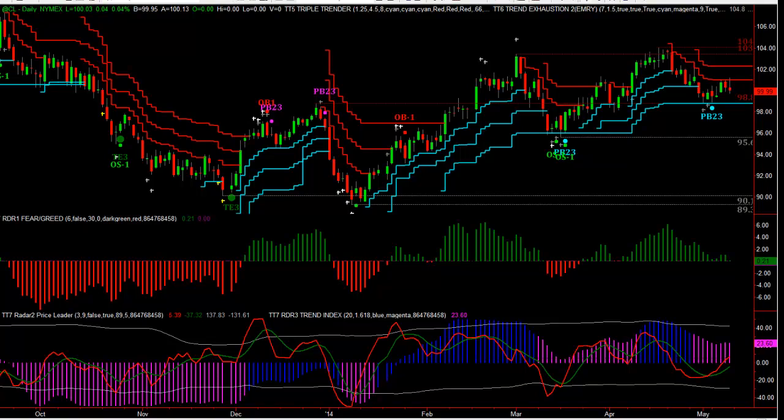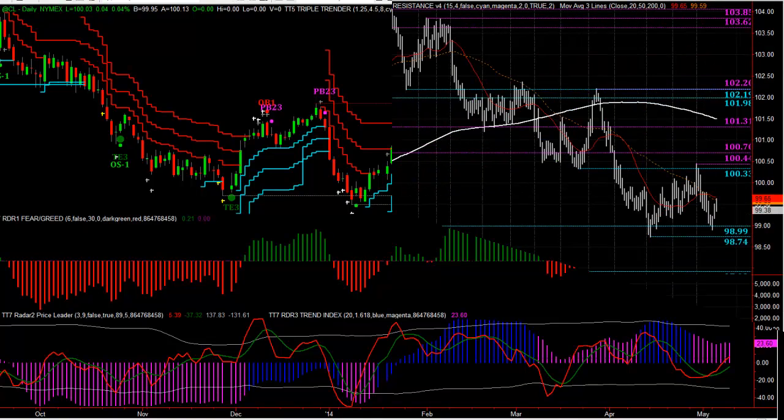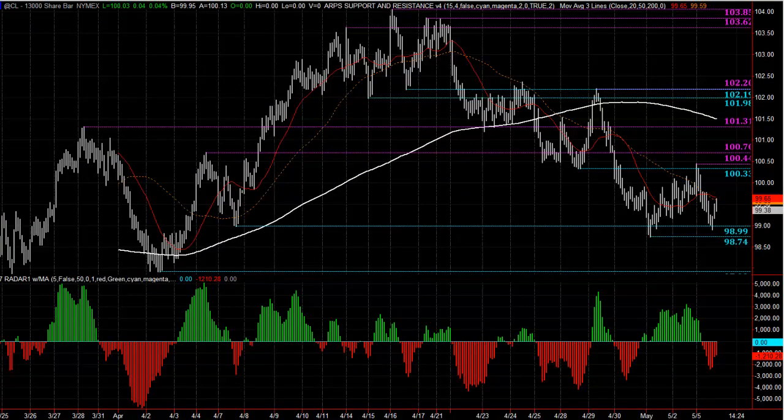This trade was on the crude oil contract, and the trade happened right here after we saw this pullback 23 on the daily chart. Now, I'm a short-term trader on futures contracts, so most of my trading begins with a longer-term analysis based on a large volume chart. In the case of the crude oil, that would be a 13,000 share chart.